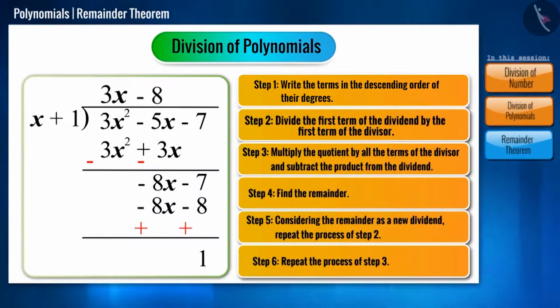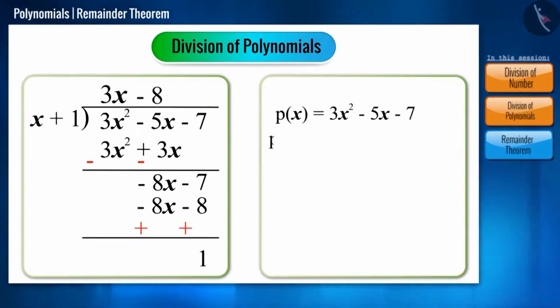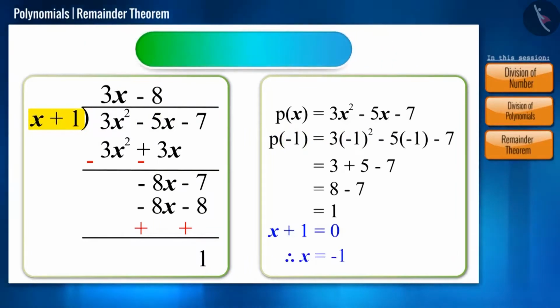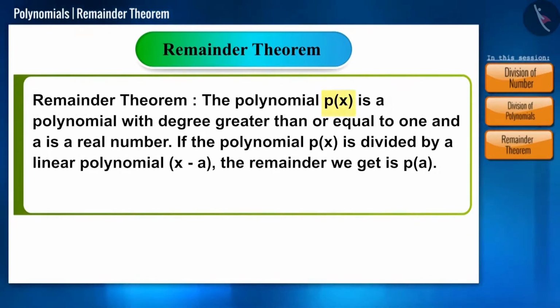Now let's find p of minus 1 for the polynomial p of x is equal to 3x squared minus 5x minus 7. We got 1 as the remainder, which is the same as what we got by the division method. And where did we get this minus 1 that we substituted in the polynomial? We got that from the divisor. And this is the remainder theorem. So friends, let's assume p of x is a polynomial with degree greater than or equal to 1 and a is a real number. If the polynomial p of x is divided by a linear polynomial x minus a, the remainder we get is p of a.